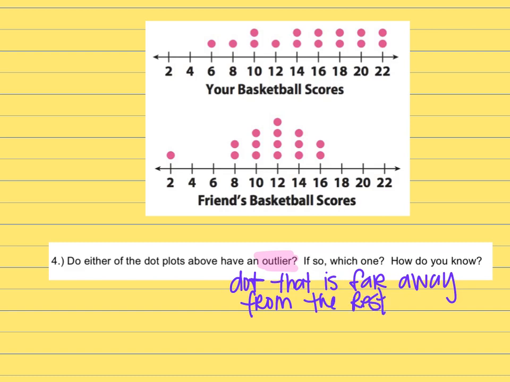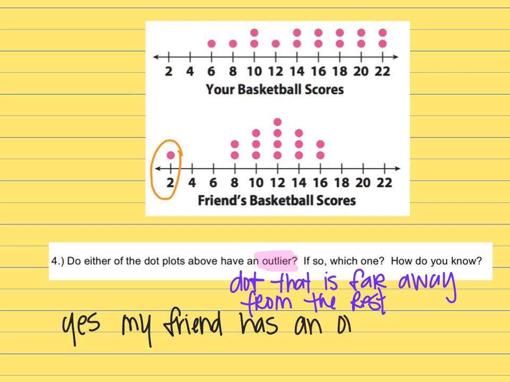And I kind of already mentioned this. My friend has several dots all clustered together. This dot is all alone and by itself, so it's an outlier. My scores are all one right after another graphed on the line, so I don't have any outliers, but my friend does. So I would say, yes, my friend has an outlier. And then we just discussed the reason why.